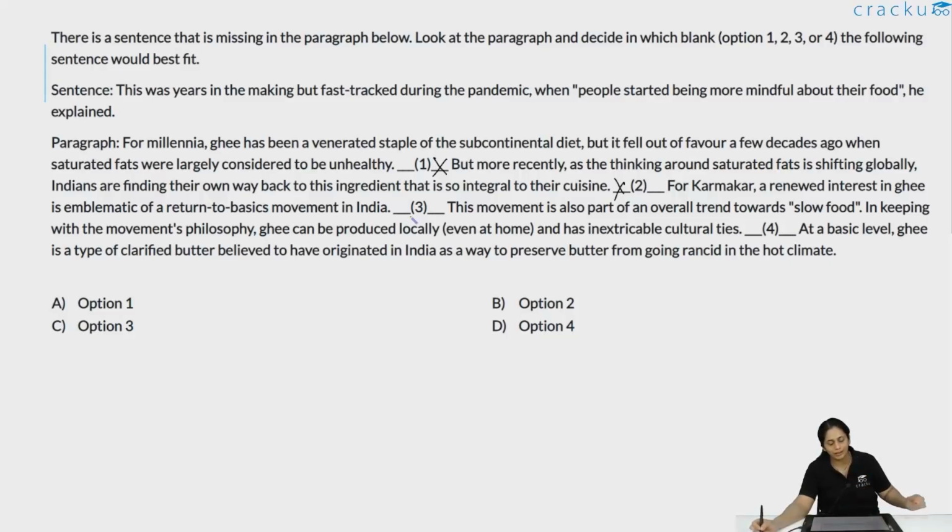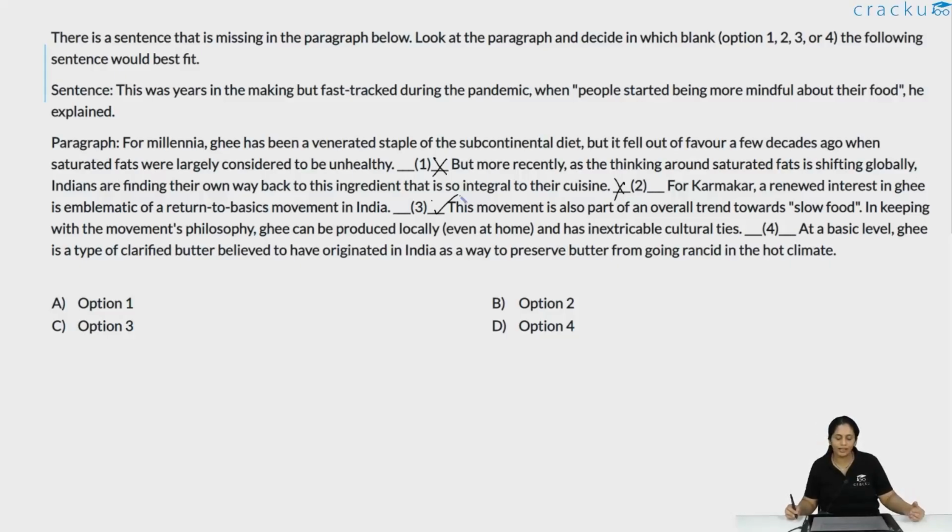So basically, the right place to put the sentence, he explained, people are being more mindful of this, is at 3, because he is being introduced, that is this renewed interest is emblematic of return to basics, and this movement was always in the making, but because of the pandemic it got fast tracked. So 3 would be where he would introduce how this movement essentially took off.